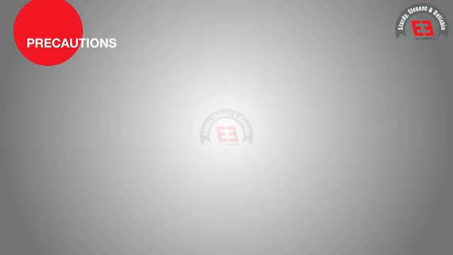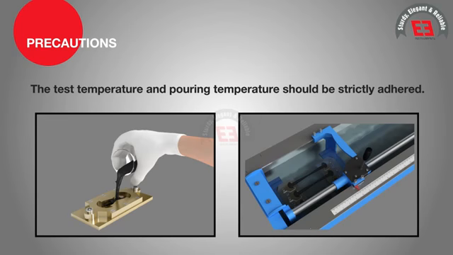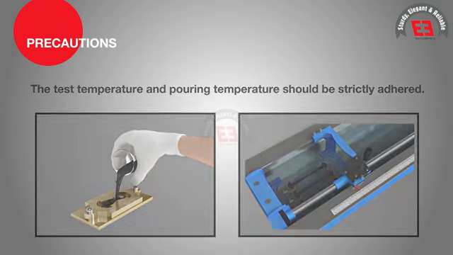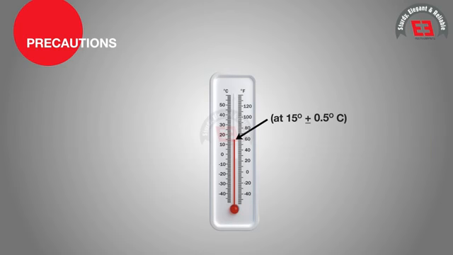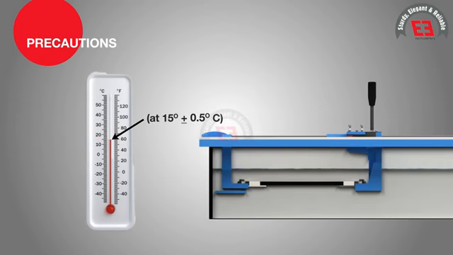Precautions: The test temperature and pouring temperature should be strictly adhered to. The minimum width at the cross section of the sample should be 10 mm by 10 mm. The test temperature of 15 degrees Celsius plus or minus 0.5 degrees Celsius and rate of pulling of 50 mm per minute plus or minus 2.5 mm per minute should be maintained as per requirement.